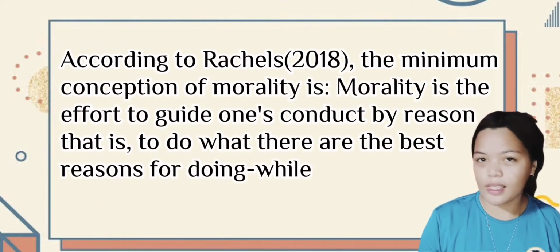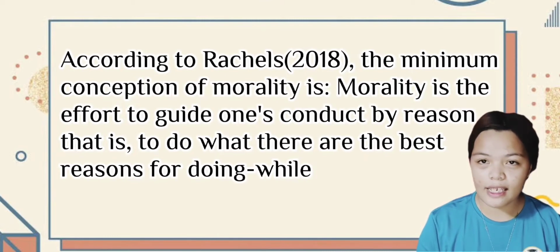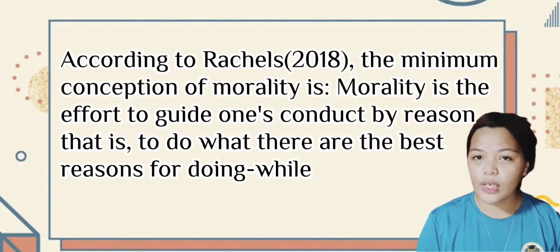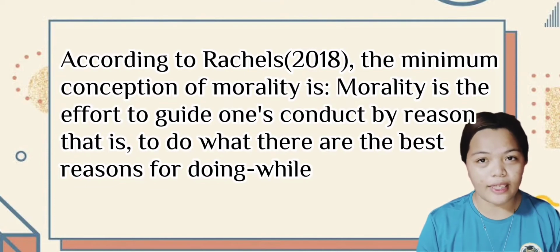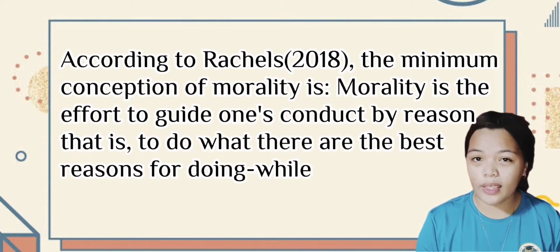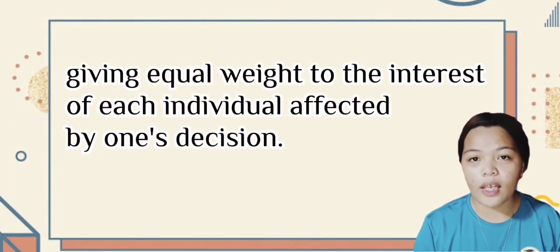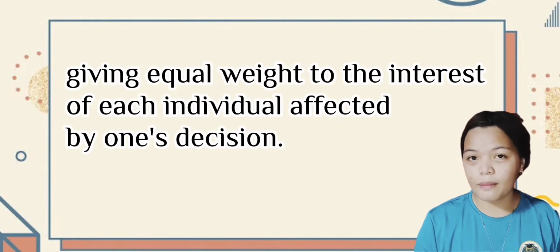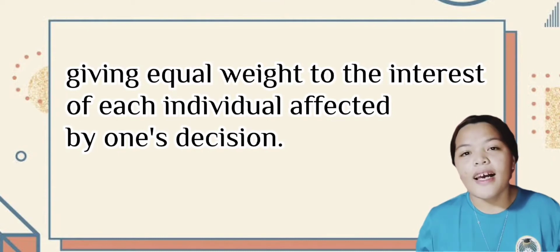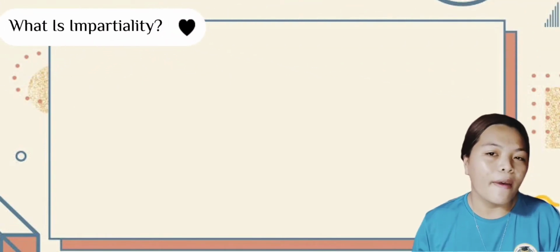According to Rachels in 2018, the minimum conception of morality is the effort to guide one's conduct by reason, that is, to do what there are the best reasons for doing while giving equal weight to the interests of each individual affected by one's decision. Next, let's define what impartiality is.